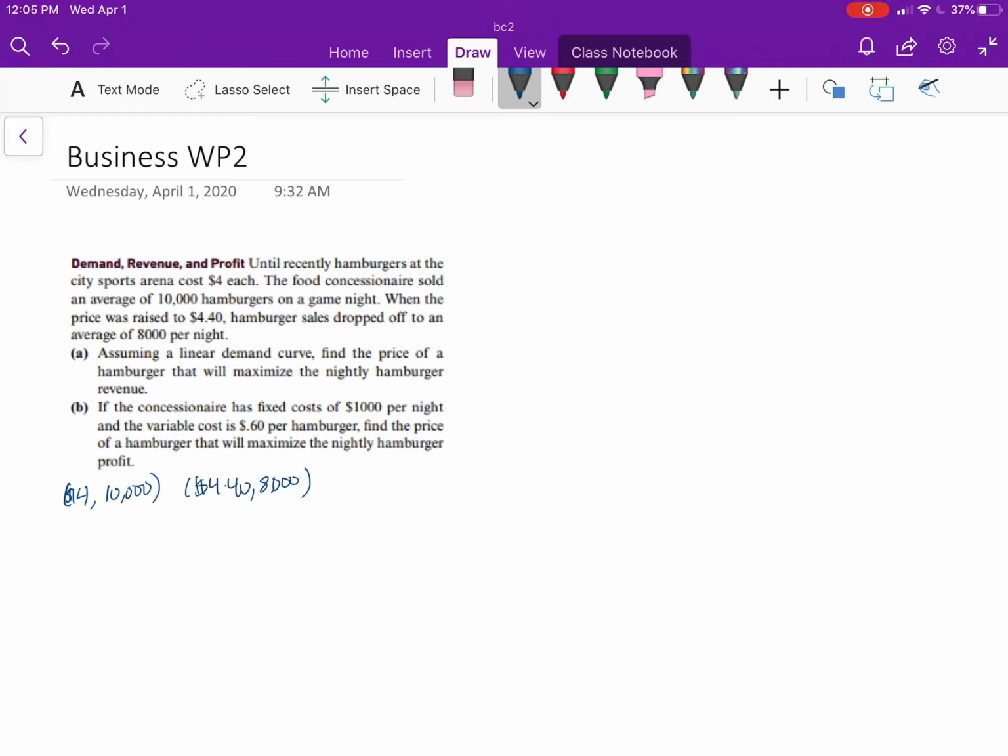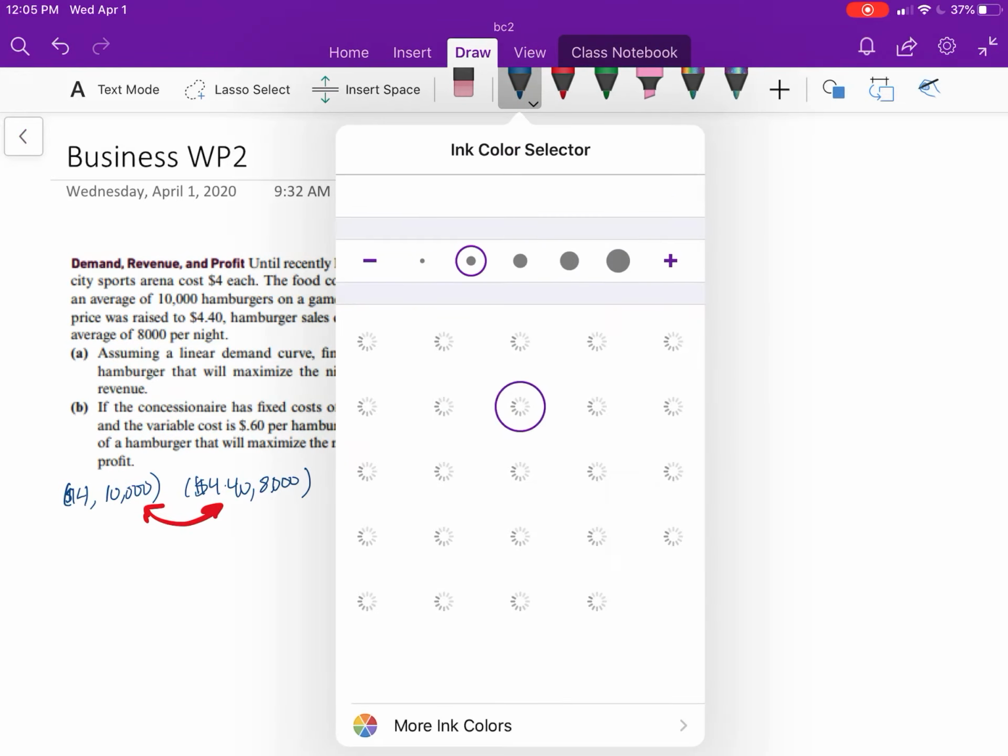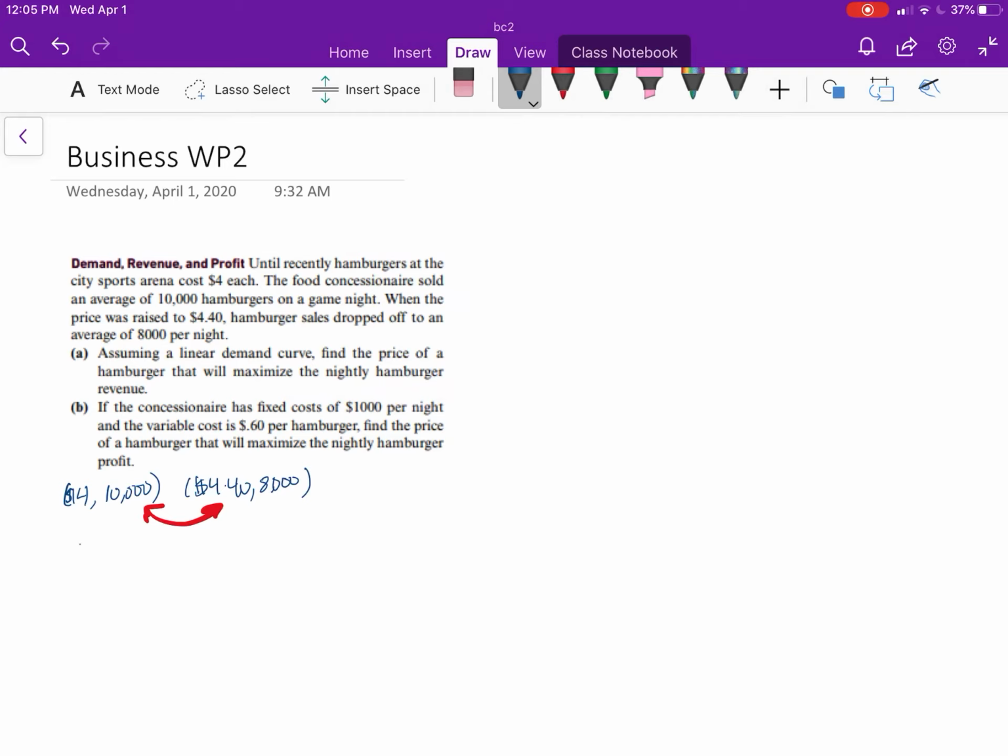One other key thing here, they don't specify which is X or which is Y. I don't know if I should actually do it this way. Should my two data points be price and then the number sold, or the number sold, 8,000, with the corresponding price? I don't know which is X or which is Y, so I'm going to read a little further into this.